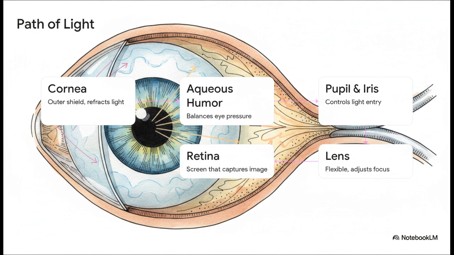From there, the light passes through step 2, the aqueous humor. Now, this is a water-like liquid sitting right behind the cornea, and its primary job is absolutely crucial. It balances the atmospheric pressure outside your eye with the blood pressure inside your eye, keeping the whole shape perfectly stable.